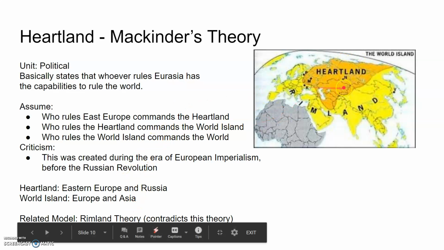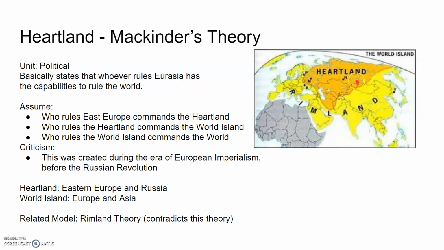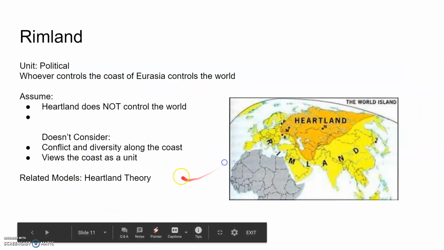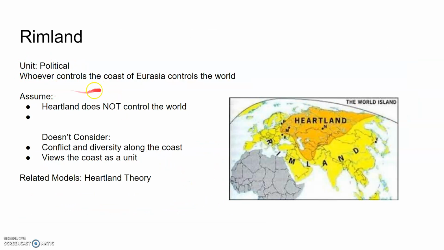And so this said that anybody who rules East Europe commands the heartland, which is Eurasia. As you can see, the world island is this whole landmass right here. And whoever controlled that can control the world. Well, the related model, the Rimland theory, contradicted this theory. This theory was that whoever controlled the coast rather than Eurasia controlled the world.